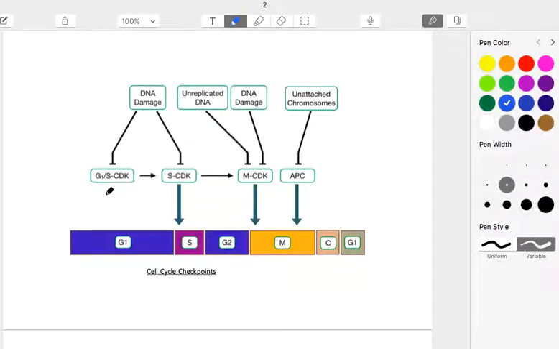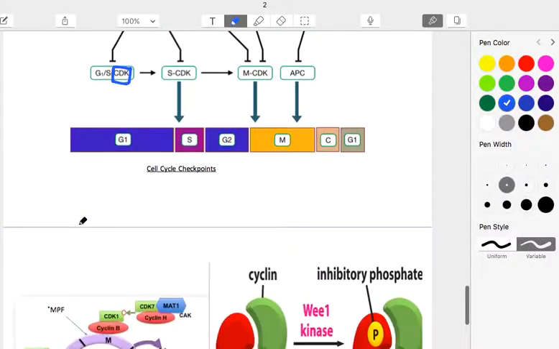Okay, you're gonna have CDK, which is called cyclin dependent kinase, and you may have cyclins also. Cyclin and cyclin dependent kinase. In my next slide you're gonna see that.